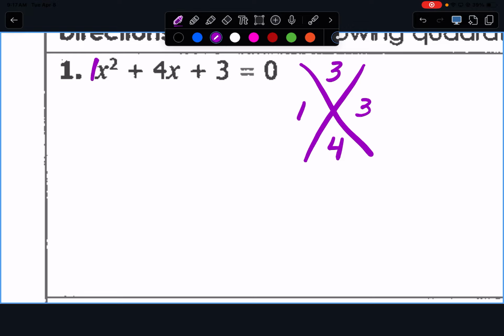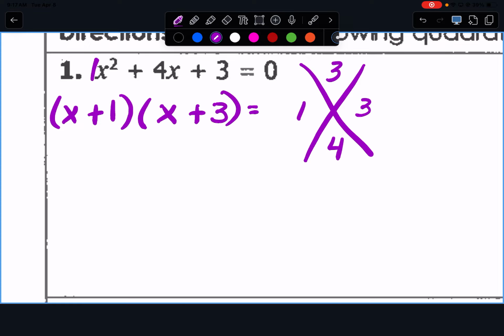That means we can use the shortcut method, right? Does anybody remember what I could do from here to find my answer using the shortcut? X plus 1 and x plus 3. But that only works when a is 1. A has to be 1 for us to be able to shortcut it like that. If a is not 1, can we do that shortcut? We have to do the grouping.